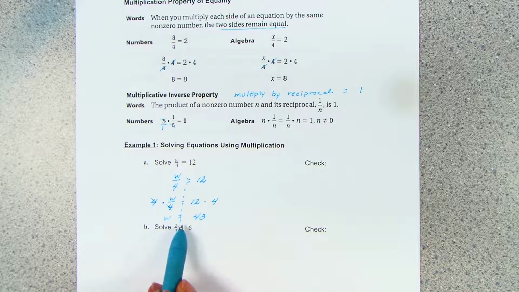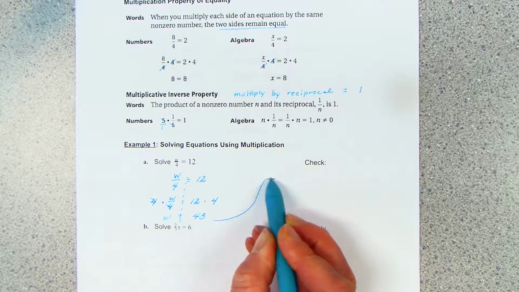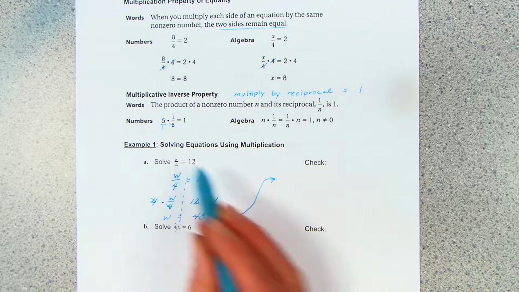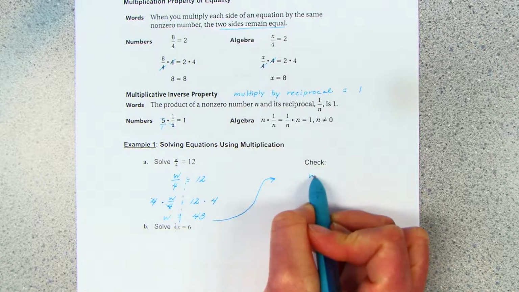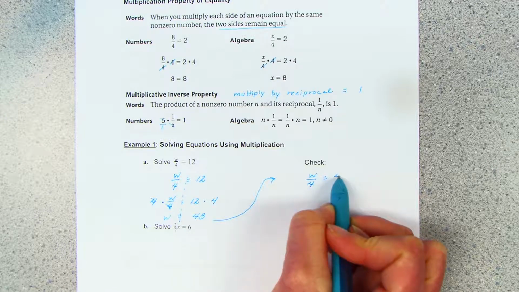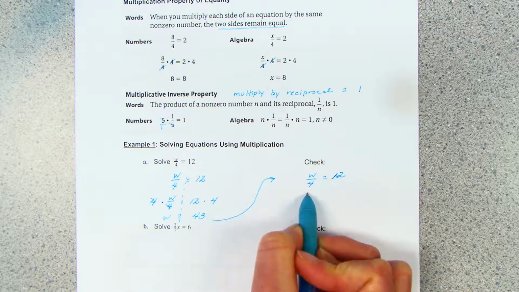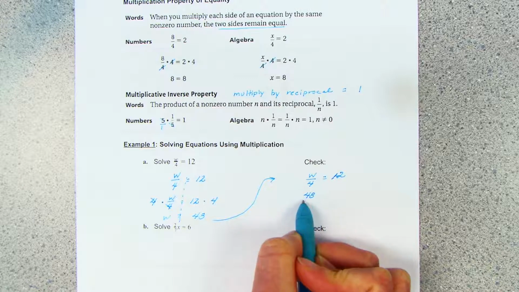The way I check it is by substituting 48 back in for w. So my original problem was w over 4 equals 12. I'm going to substitute 48 in for w.